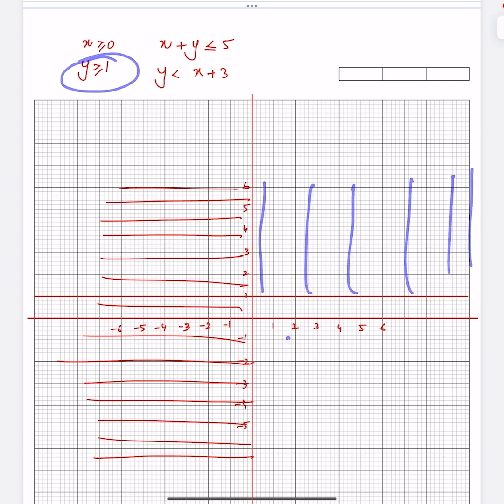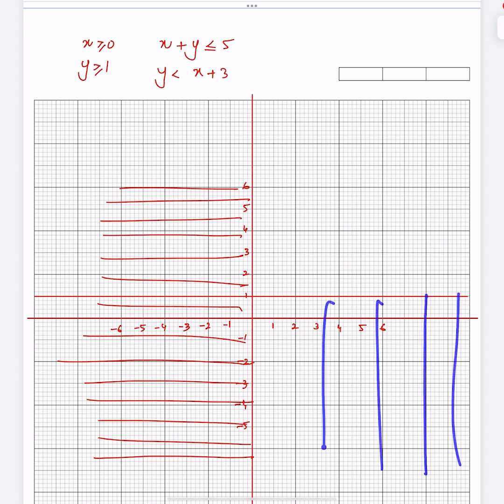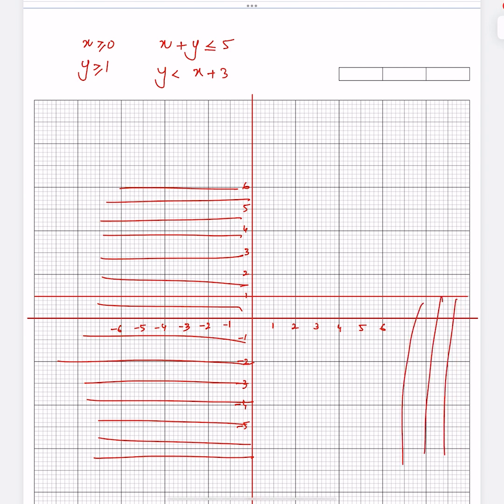Alright, similarly, when you draw y is equal to 1, the upper region is the required region, so we will shade the complementary portion which is less than or equal to 1.